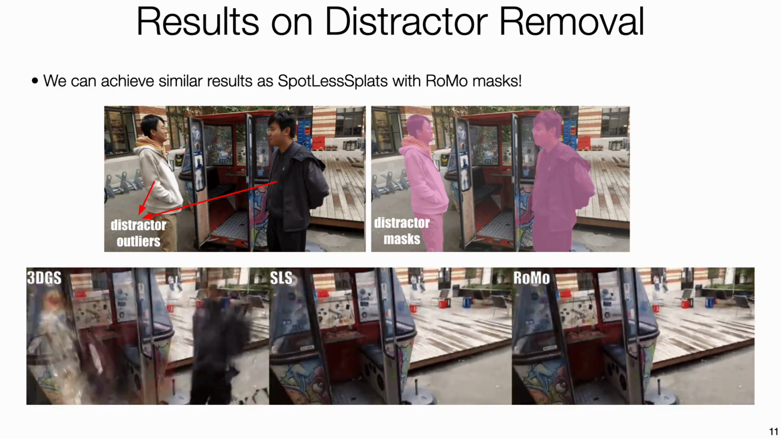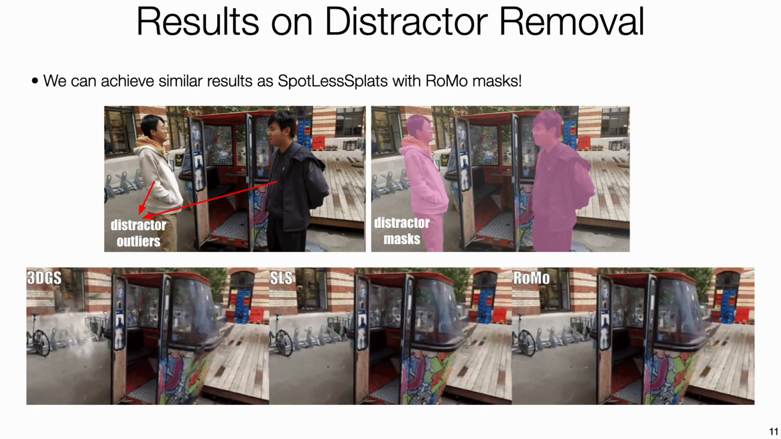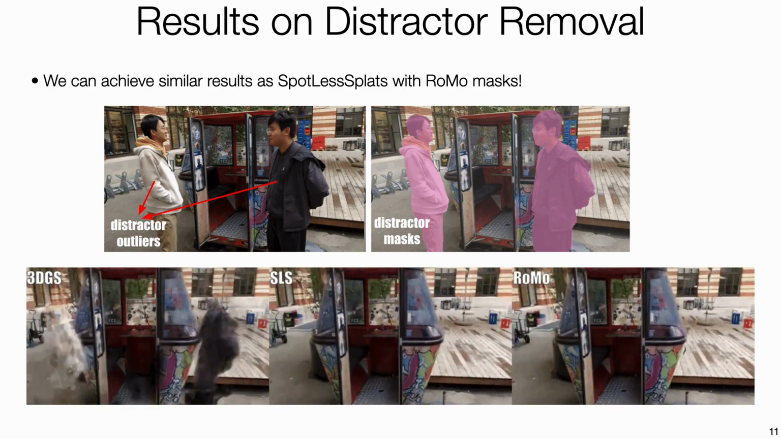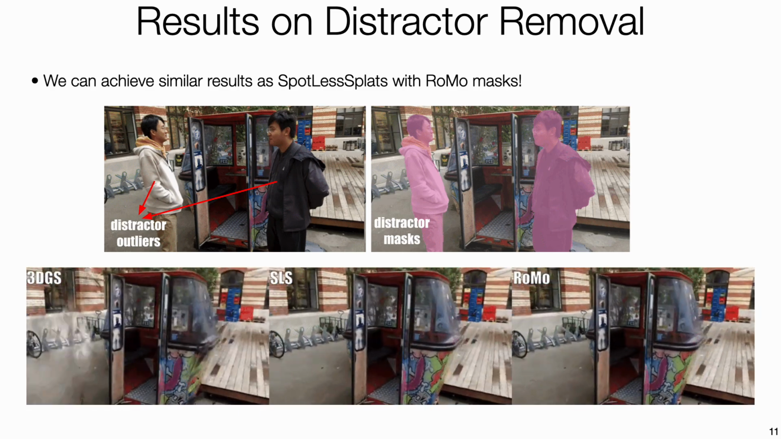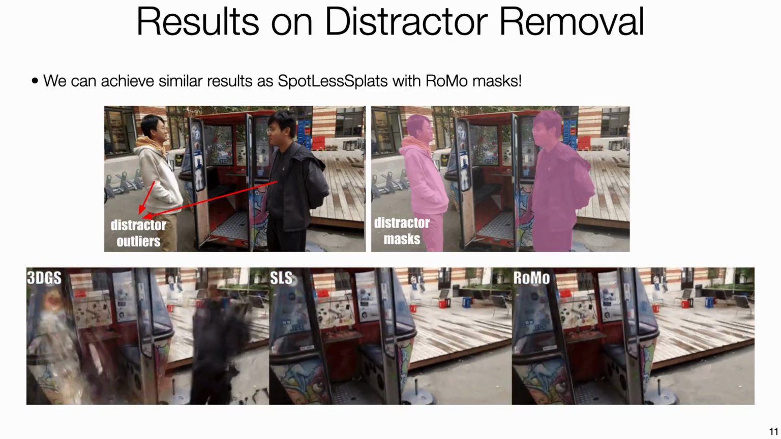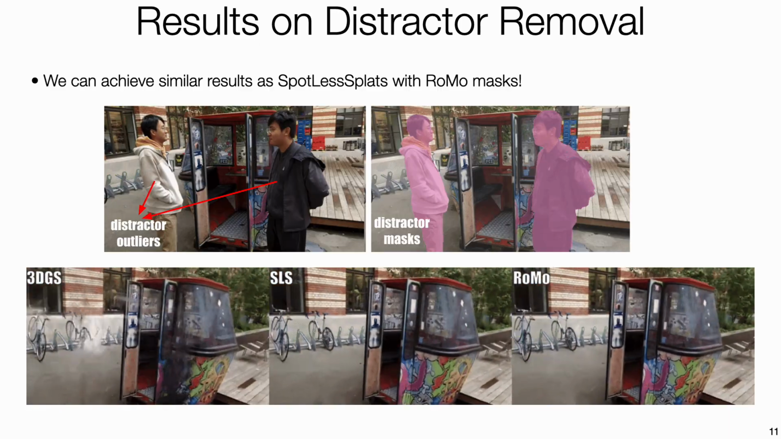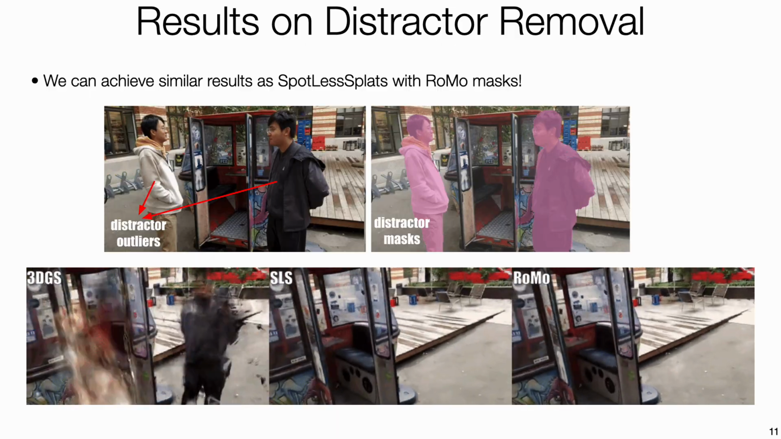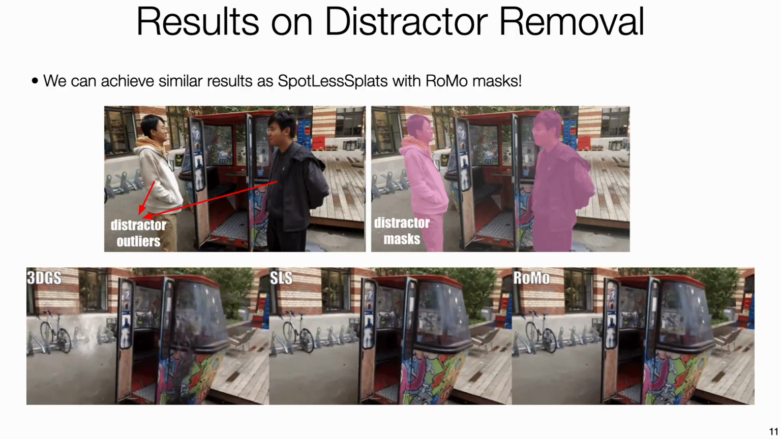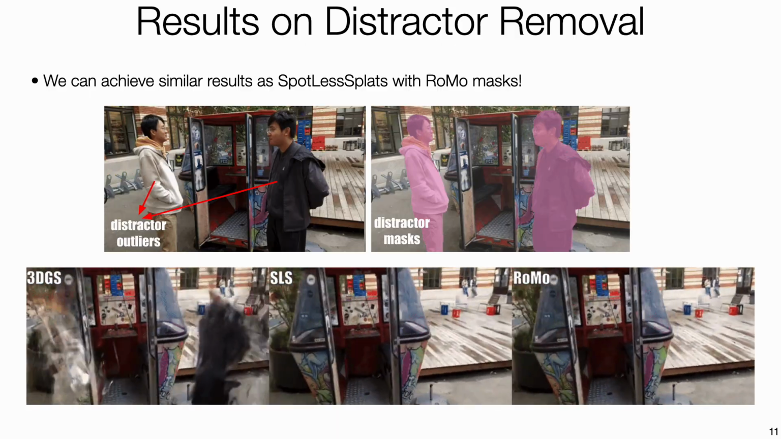Finally, we demonstrate the application of our method to robust 3D reconstruction. In scenes with moving distractors such as pedestrians, methods like 3D Gaussian splatting often produce visual artifacts. By applying our dynamic masks, we can effectively filter out these distractors, achieving performance comparable to robust reconstruction approaches such as RobustNeRF.